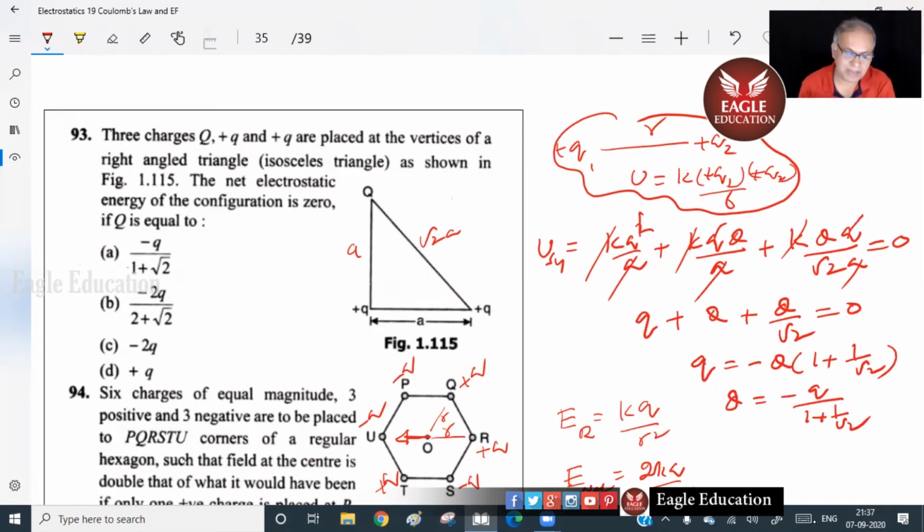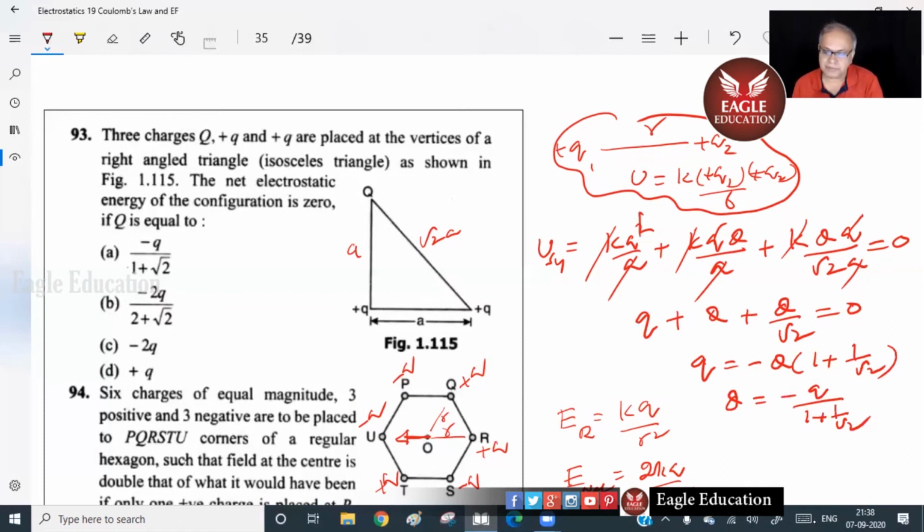Of course, this will come back in potential energy again. In more detail, we'll discuss in the next lesson. But if you use the formula and be happy with that, it's still okay. Did I write my points correct? K into Q squared by A, K into Q Q by A, K into Q by root 2A. Yes.